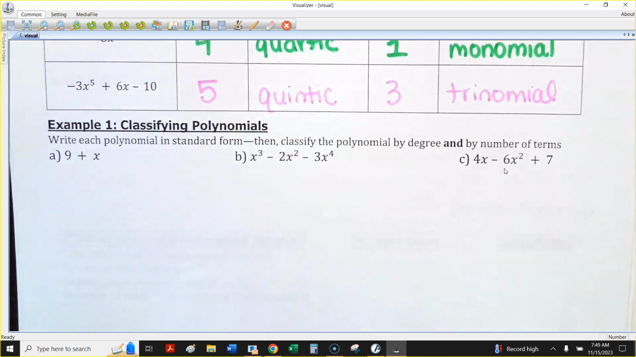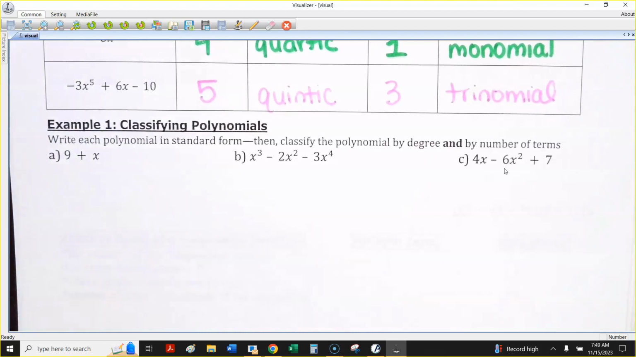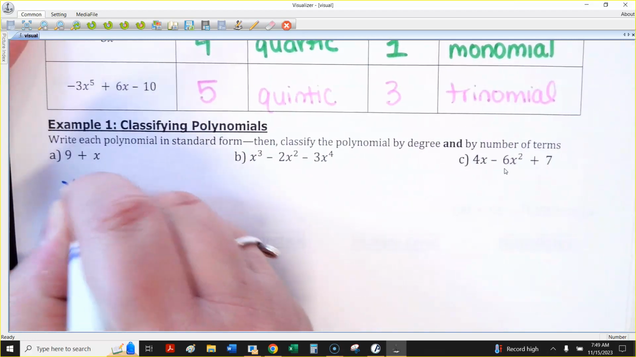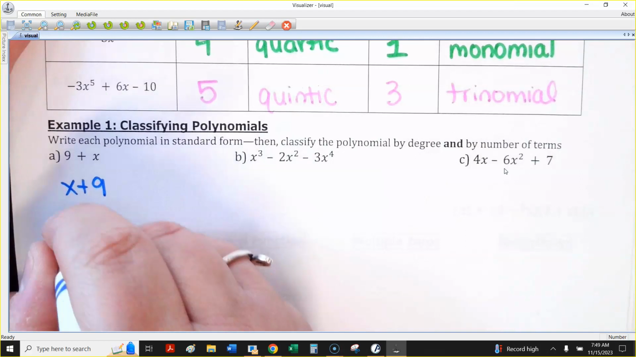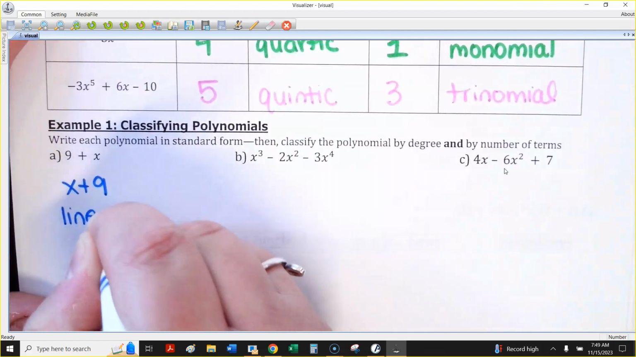So how would I have to write 9 plus x so it would be in standard form? x plus 9. Okay, what would I call this if I labeled it by the degree and number of terms? What would you call it? Perfect, linear binomial.